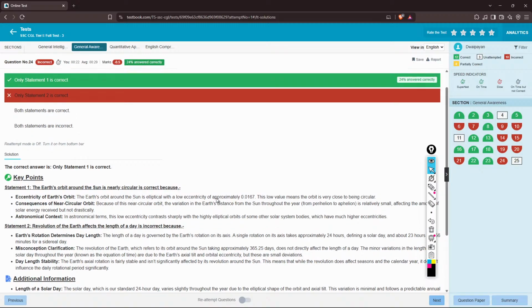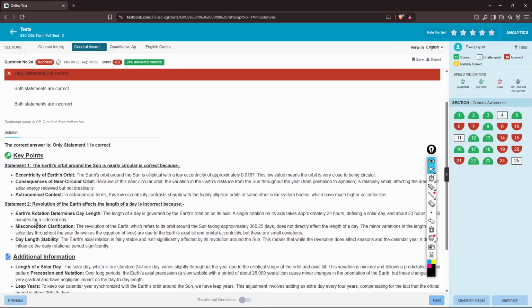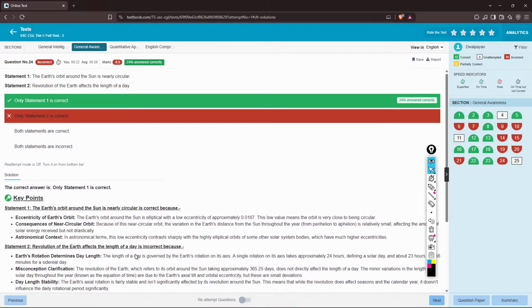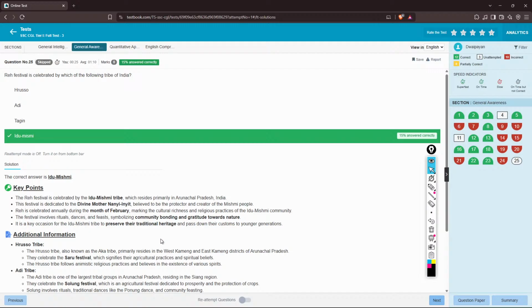Elliptical with low eccentricity. The low value means the orbit is very close to being circular. Okay. The next one was Earth's rotation determines. Okay, rotation. Yeah, the rotation determines the length. Here the revolution is given. Okay, excellent. The festival question, I will definitely not keep it in my mind.